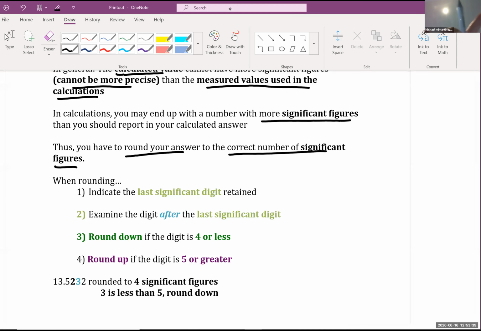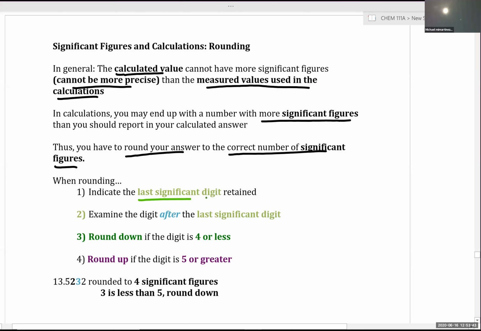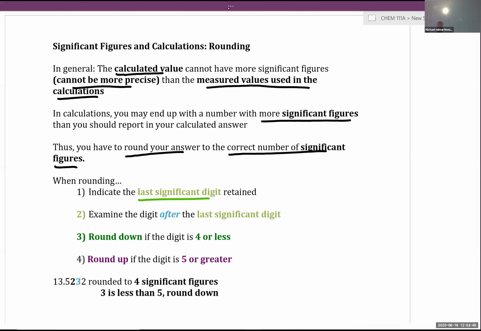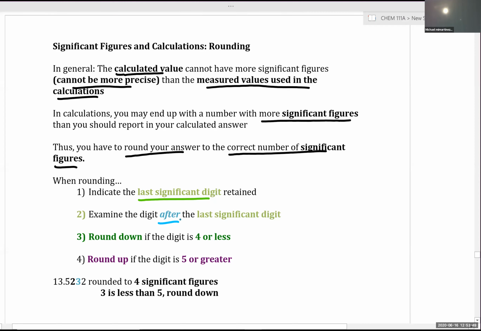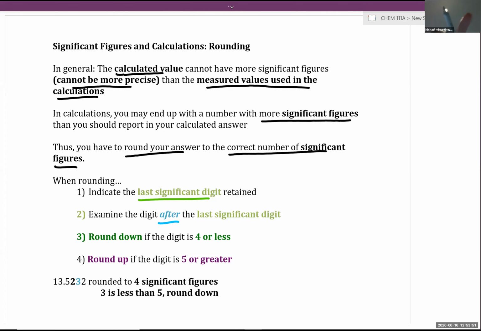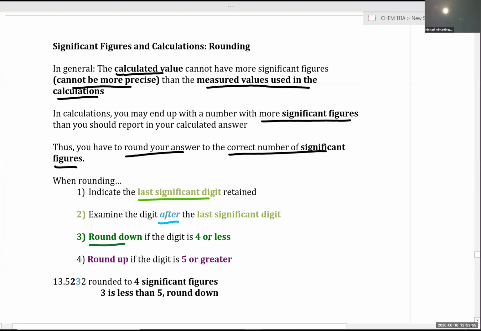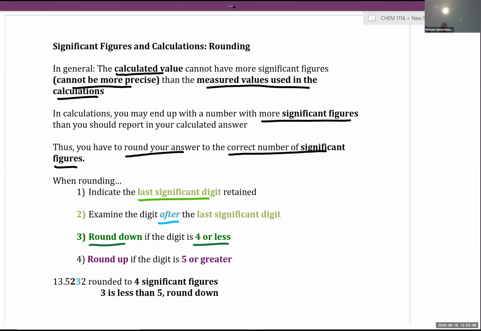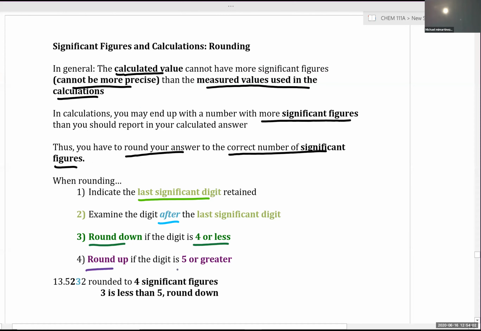So when rounding, first and foremost, you find the last significant digit. Then you look at the digit after the last significant digit. You round down if it's 4 or less, and you round up if the digit is 5 or greater.